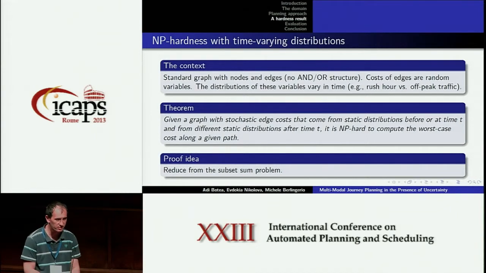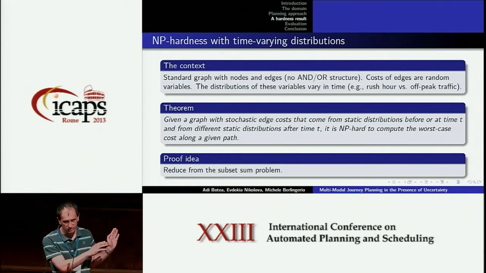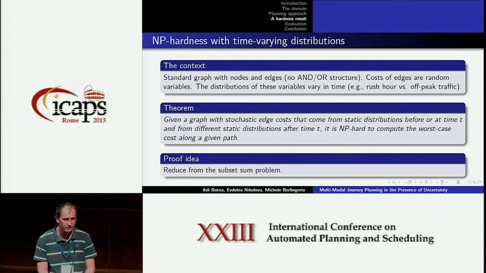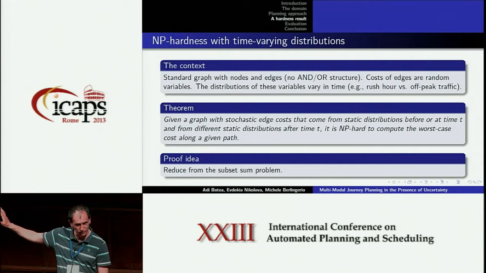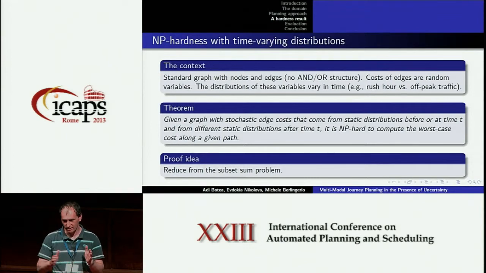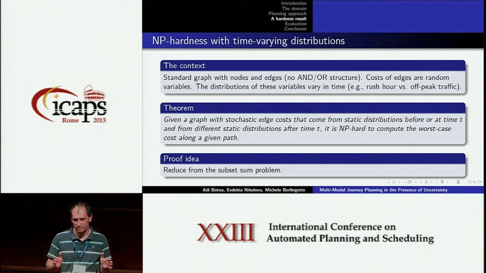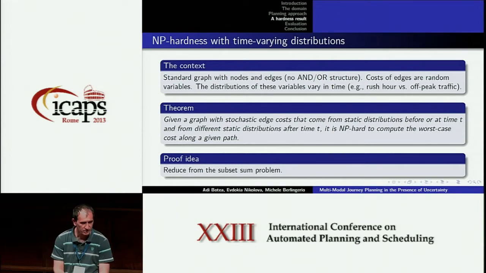So what we have here is a standard graph with nodes and edges. By standard, I mean there is no and/or structure considered here. And then the costs of the edges are random variables, but the distributions of these variables are not static all the time, right? They stay fixed for a while, and at some point they change into something else. As an intuitive example, think about the rush hour and also the off-peak traffic. So the distributions can be different in these two cases.